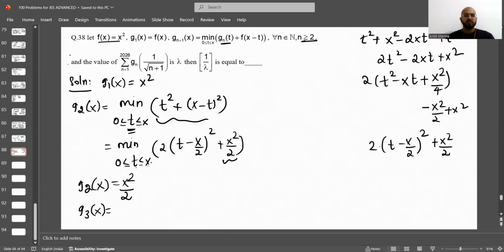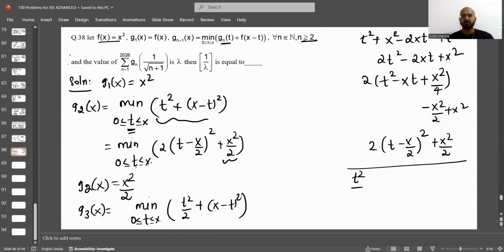So g3 of x is going to be the minimum over 0 ≤ t ≤ x. Again, now we need to take g2 of t. So g2 of t will be t²/2 plus (x − t) the whole squared. If we consider this expression, I'll be writing t²/2 plus x² minus 2xt plus t². Which means I now have 2 plus 1, 3t²/2 minus 2xt plus x². So we now need to simplify this.